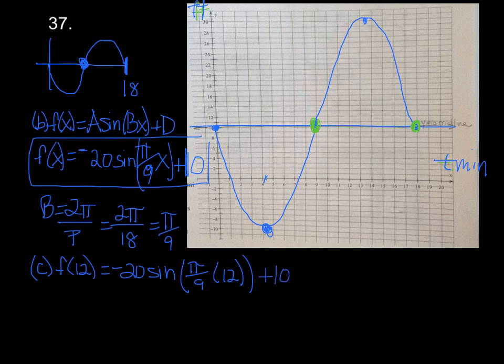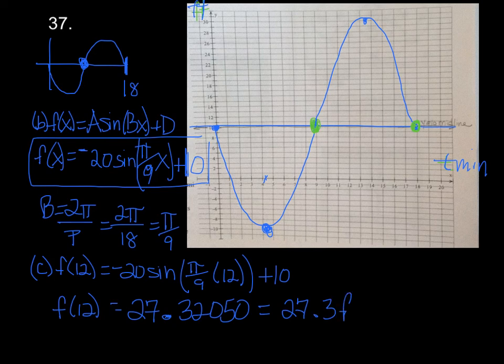All right. So really at this point, what you're going to do is plug this into your calculator. Just be a little bit careful when you're doing that. So you're going to do 12 times pi, divide that by 9. You can take the sine of that answer, multiply it by negative 20, and then add your 10. And you should end up with 27 point, that's a decimal, 32050. And it does say to the nearest tenth of a foot, so we're going to say 27.3 feet.